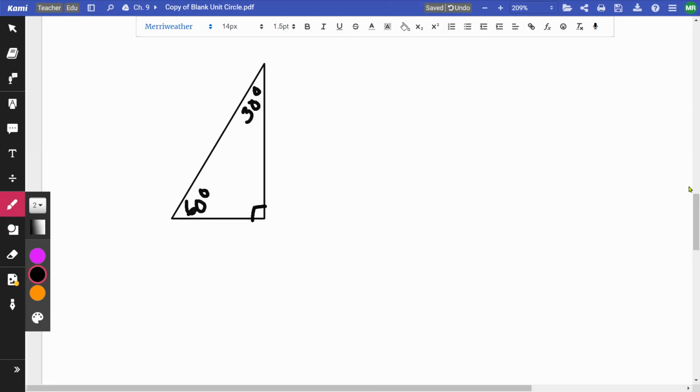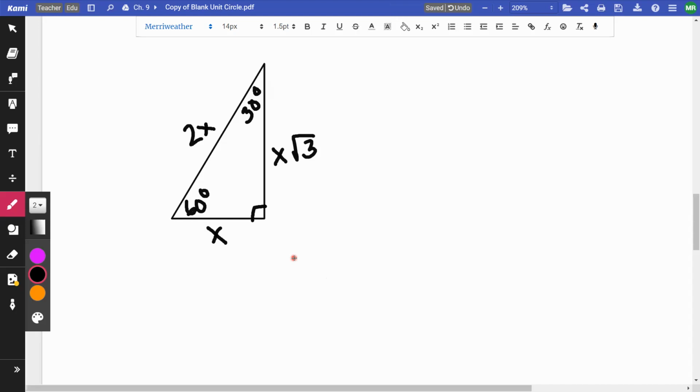Now, when you're dealing with a 30-60-90, whatever's across from your 30, I'm just going to call it x temporarily. You double that and you get your hypotenuse. You times what is across from your 30 by root 3, and you get this.